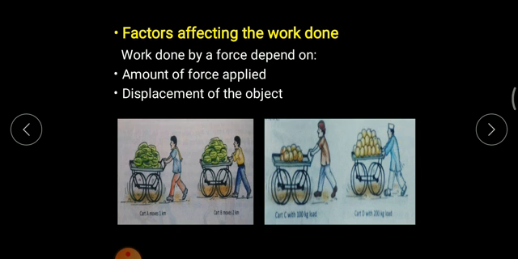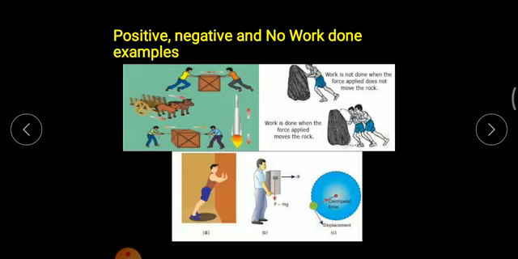this person has done more work. Why is it so? Because with more mass, more force is being applied by this person. Since more mass is there, more force has to be applied by this person, because of which this trolley will be moving. Since more force is applied by this person, the work done by this person is more as compared with this. I hope you have understood. So let's move on to the next concept.